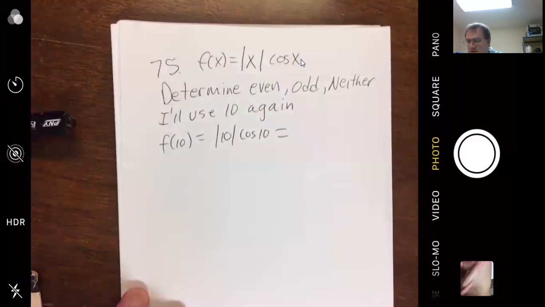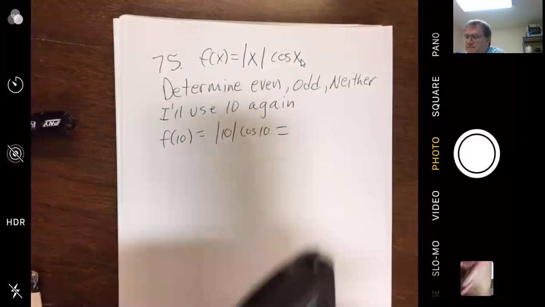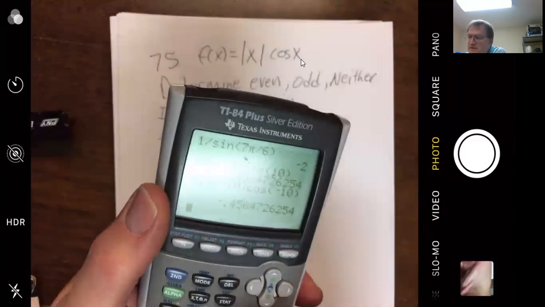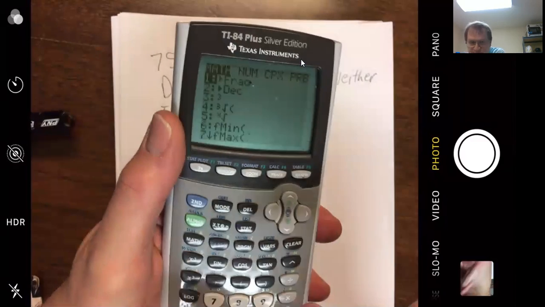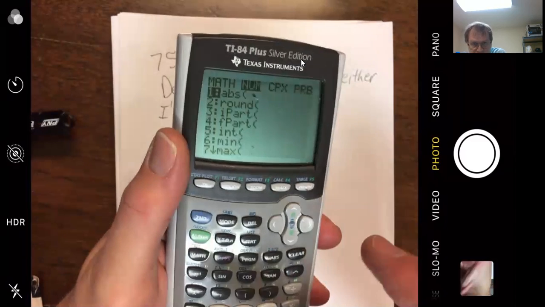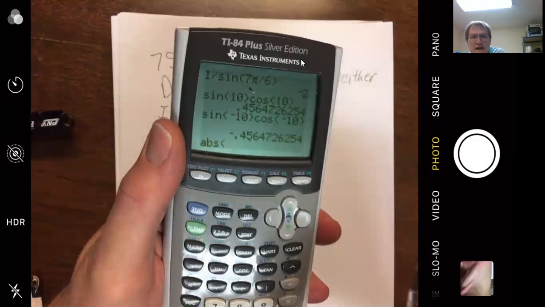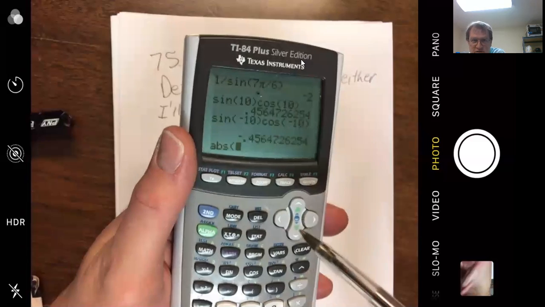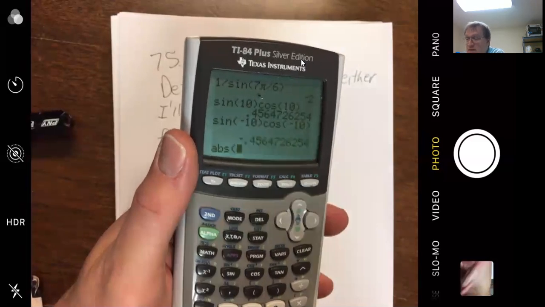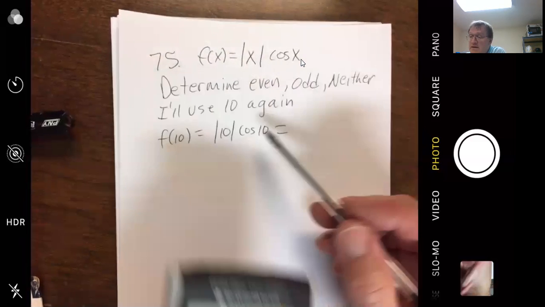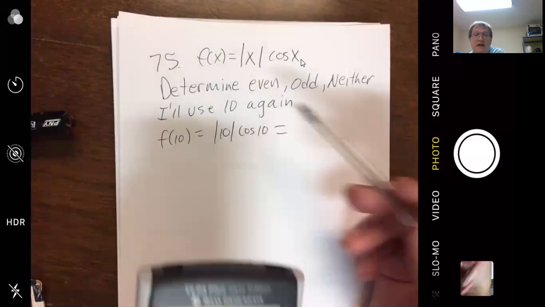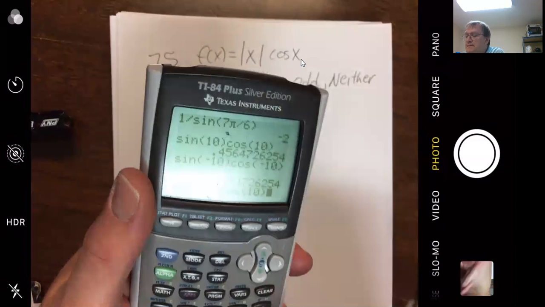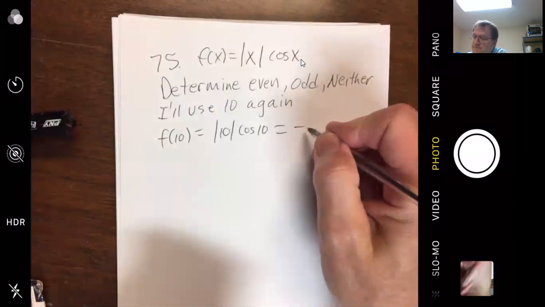If you don't want to punch in absolute value, it's a little hard to find. If you come up here, go to math, and over to num, and hit enter on 1. This is a very old calculator, so it's using this ABS. The new ones will actually give you straight bars, and it'll look on the screen exactly like you'd write it. But this is an old calculator. 10 cosine 10. Negative 8.39.